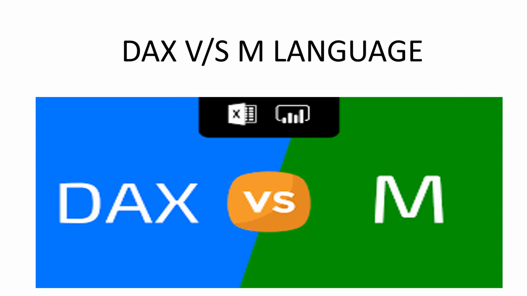Let us discuss the difference between the M language and DAX in Power BI. Microsoft Power BI supports two different languages. One is the M language and one is DAX, which can be used to filter, manage and visualize data. M can be considered a query formula language, and it can be used in the Power BI Query Editor in order to prepare data before it can be loaded into the Power BI model.